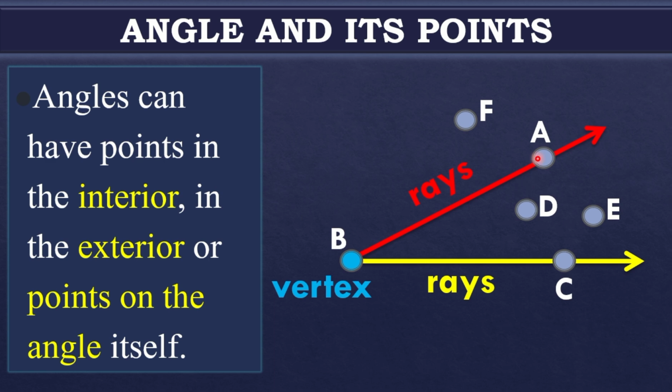So pag sinabing points on the angle or points on the side of the angle, ano-ano naman yon? Ito po yon. Okay, so points A, B, C. Yung points po na yon ay yung mismong nasa angle. Tatandaan lang po na pag sinabi nating interior points, nasa loob siya ng angle. So, points D and E are the interior points of angle ABC. Point F naman is the exterior point. And points on the angle or on the side of the angle are points A, B, and C.